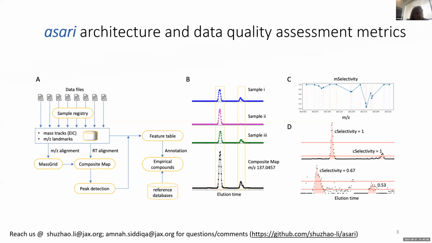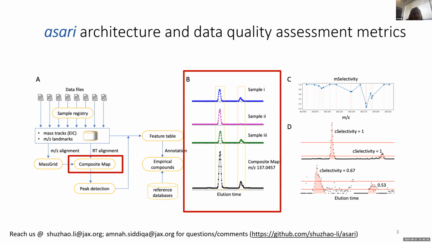On the left-hand side, you can see Asari's architectural design. We have introduced many new concepts here, and the whole workflow is quite different from the existing tools. I cannot go into detail on every concept here, but I would like to explain one key concept, which is the composite map. You can imagine a composite map as a summarized representative sample, with cumulative signals over all the samples, and it is later used for peak detection.